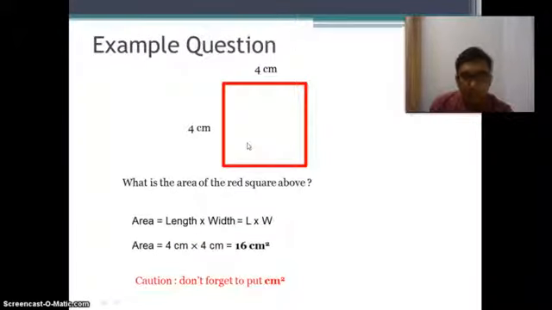The example question for the area of the square is: what is the area of the red square above? Given this is 4 centimeters and this is 4 centimeters. Area equals length times width, which can be written as 4 centimeters times 4 centimeters equals 16 centimeters squared. Extra note, don't forget to put centimeters squared in the final answer.